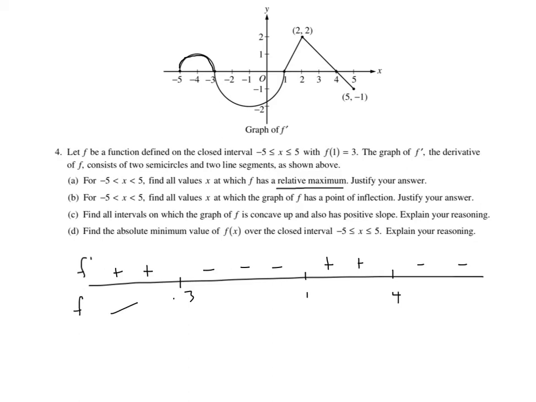So we know that f's increasing, we know that f's decreasing, and then increasing, and then decreasing. And we would say there's a relative max at x equals negative 3 and at x equals 4 because f prime changed from positive to negative. Feels like we've uttered that phrase about 13 million times the last couple of weeks.